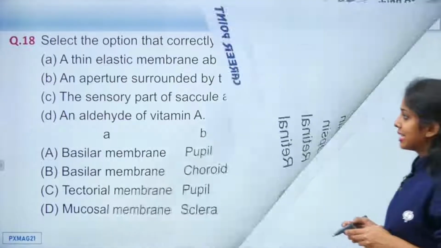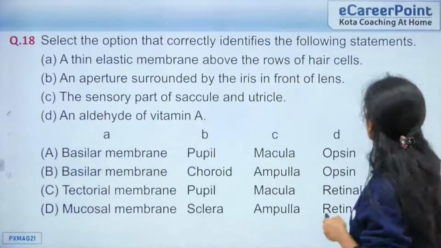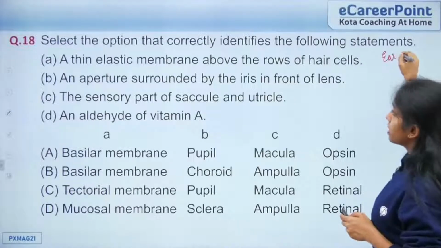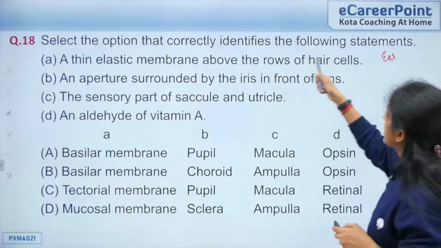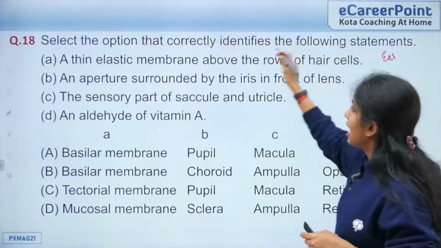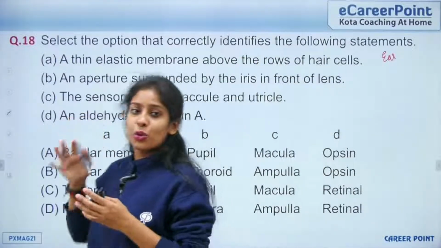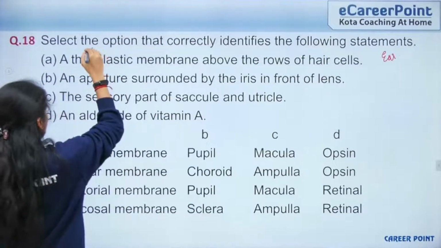Question 18, this is from Neural Control and Coordination. Select the option that correctly identifies the following statement: a thin elastic membrane above the row of hair cells. That is your tectorial membrane.